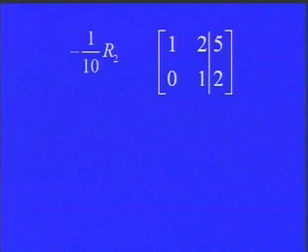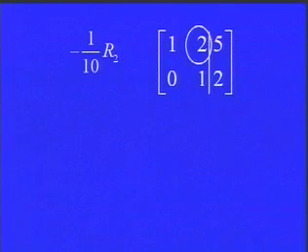I just have one more entry that I need to fix, and it's that 2 up there. The 2 is in the 1, 2 position, it's called, because it's in the first row, second column. I want that 2 to be a 0. And the way that I can get a 2 to be a 0, I can't multiply by 0. That's not a legal elementary row operation. What I can try to do, though, is to somehow subtract 2 from that.